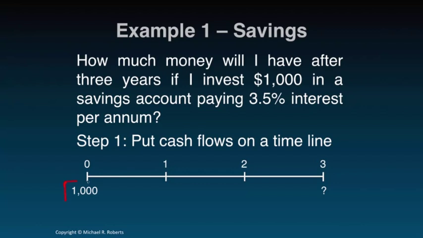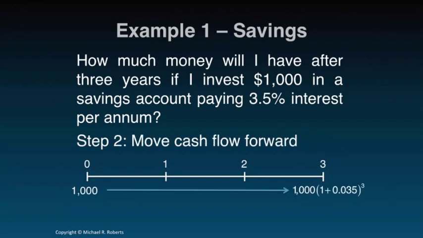So I'm going to invest $1,000 today, period 0, and the question's asking how much money will I have in 3 years? Well, all we're going to do is move the cash flow forward in time by compounding. I'm going to multiply by 1 plus r, where r is 3.5% in this case, and I'm moving the cash flow 3 years forward in time, so that's a positive 3 exponent on my discount factor.